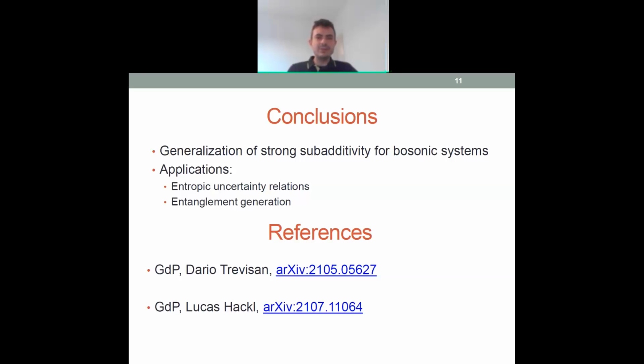So here are the references for this talk. The first paper is the proof of this generalized strong subadditivity. And the second paper contains the asymptotic scaling of the entanglement for bosonic quantum systems with respect to quadratic Hamiltonians. So that's all. Thanks for your attention.